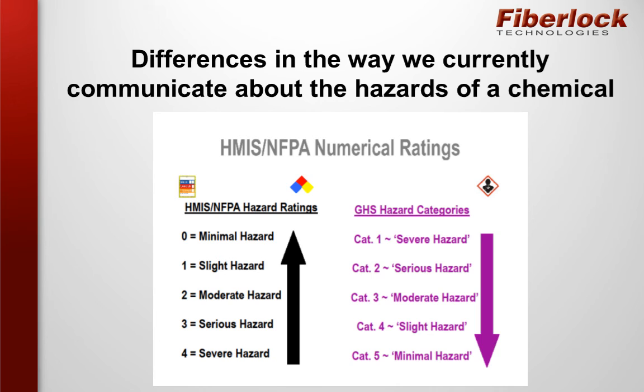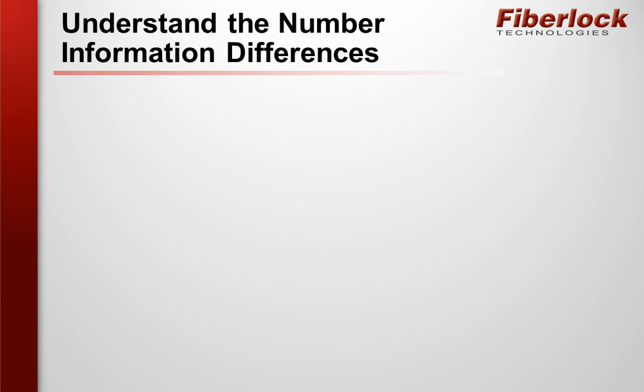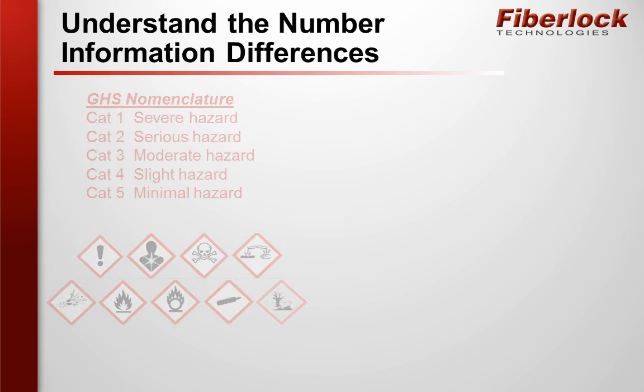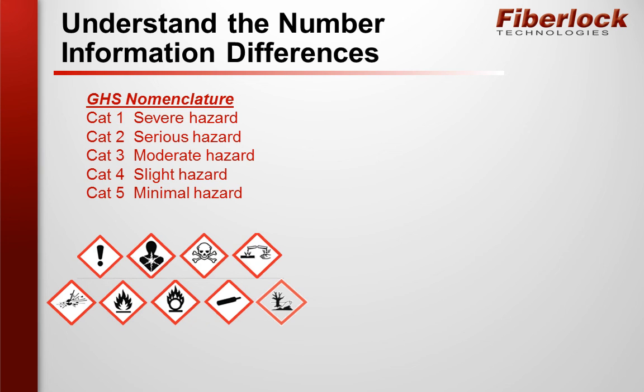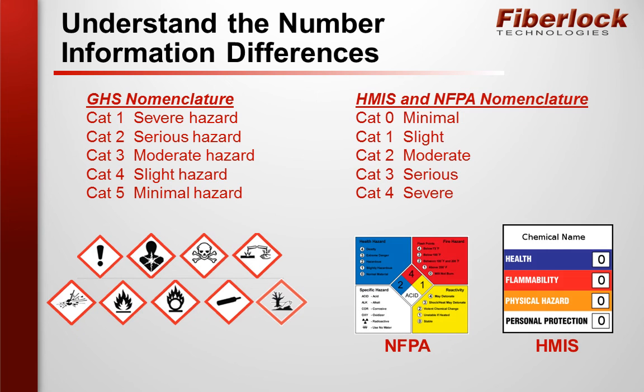rating, where 0 is the minimal hazard up to 4, which is a severe hazard, compared to the GHS hazard category, where Category 1 is a severe hazard and Category 5 is a minimal hazard. Understanding the number information differences. Going back to the GHS nomenclature, Category 1 is a severe hazard, where Category 5 is a minimal hazard, compared to the HMIS and the NFPA nomenclature, where 0 is minimal and 4 is severe.